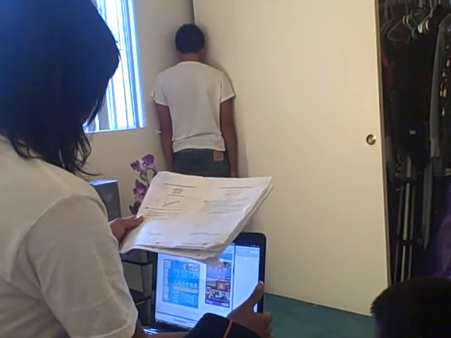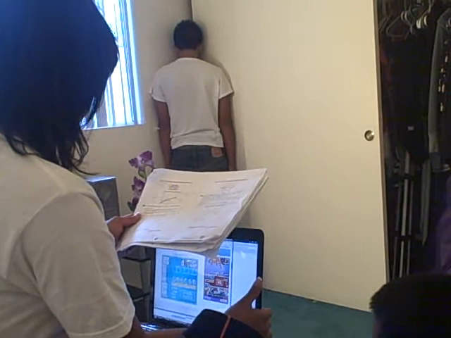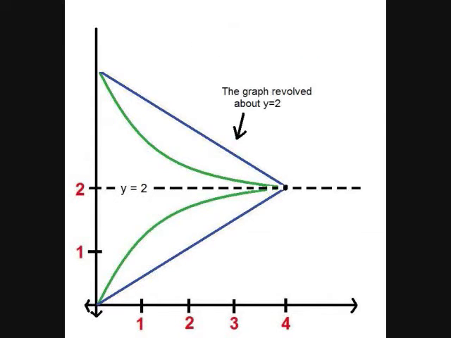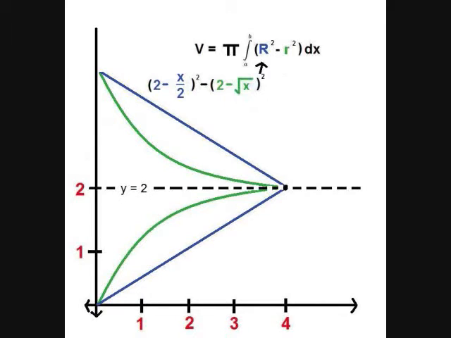Anyways, I think I can help you solve this problem. The volume formula of the revolved solid is pi times the integral from a to b, big R squared minus little r squared. Because the solid is reflected above the line y equals 2, we have to subtract 2 from both x over 2 and radical x. Thus, big R equals 2 minus x over 2, and little r equals 2 minus radical x.